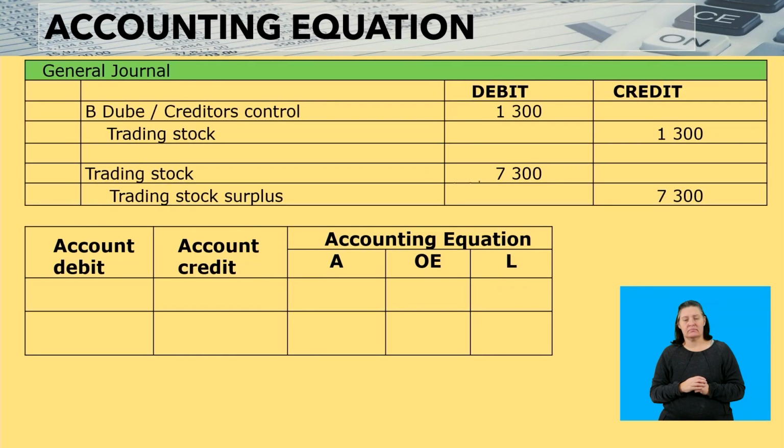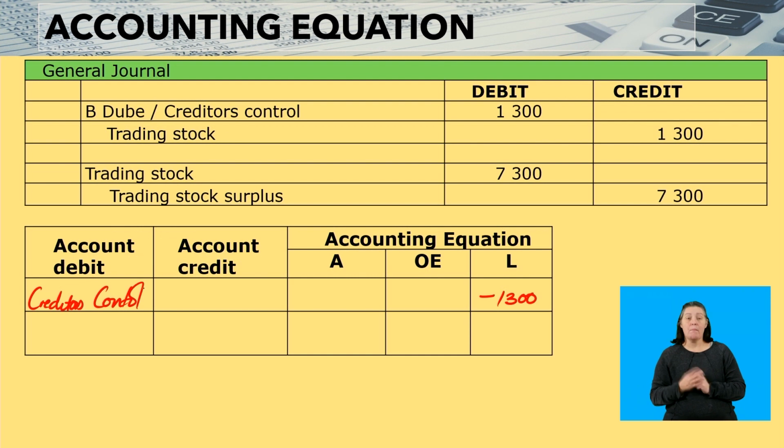Here we have the first one, which was the 1,300. That is the return of goods. When I'm recording that, I will debit my creditors control. So I'll come here and I'll debit my creditors control. Debiting my creditors control means I'm decreasing my liability. So I'll come here, it's minus 1,300.